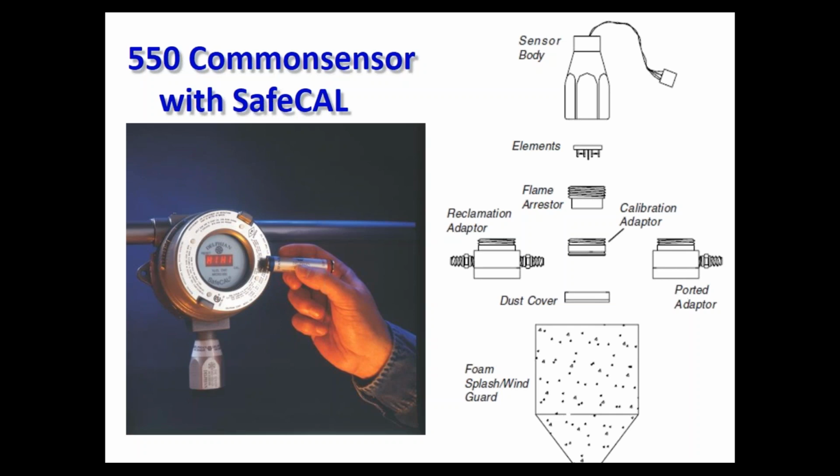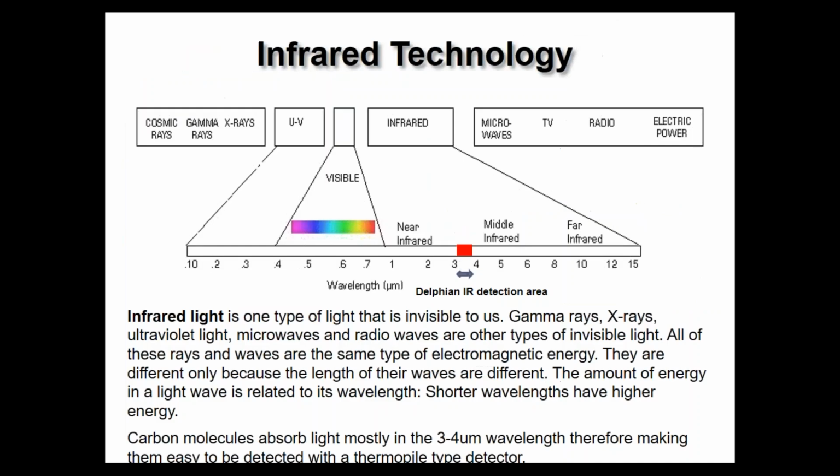Also in this picture, you'll notice that we have a foam splash guard. That is a device that Delphian has come up with. It's a patented proprietary device. It's a reticulated foam that goes over all our sensors, that protects the sensor from rain, wind, dirt, paint, ice, and it's a real nice way of making your sensor last longer.